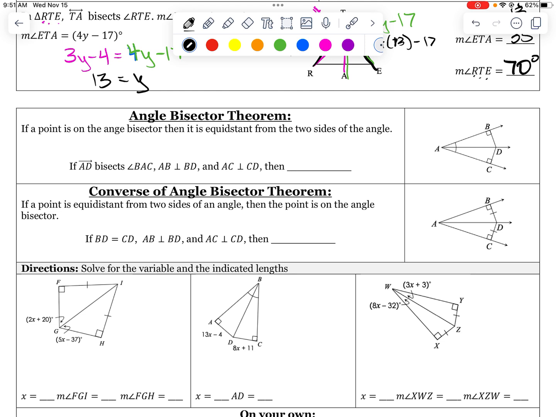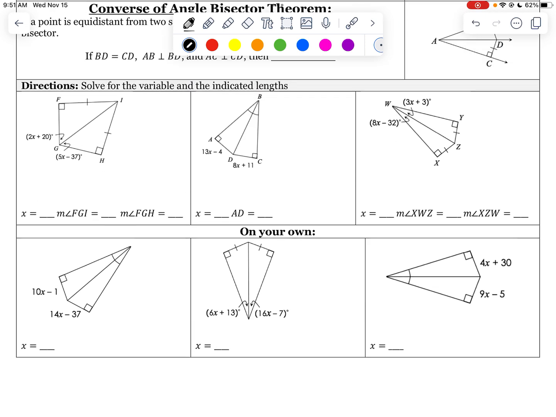All right. Solve for the variable and the indicated lengths. Great. I've got right angles here, and we know this is a shared side, so we can use HL, basically, is what's happening here. So we know that these two have to be equal to each other. 2x plus 20 equals 5x minus 37. 3x equals 57, plus 37. 57 divided by 3 is going to be 19.